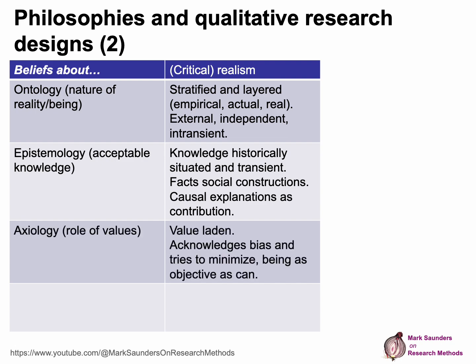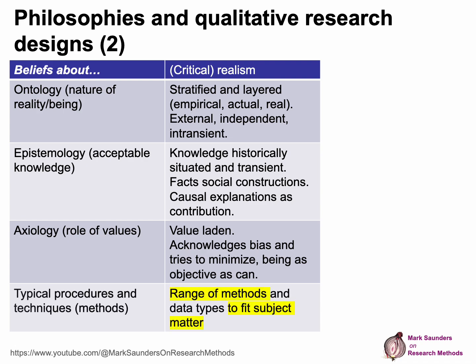The role of values is that, based on the fact that critical realists believe that research is value laden, but, and this is crucial, the bias is acknowledged and researchers try to minimise this within critical realism and try to be as objective as they can. And the sorts of data that are used comprise a range of methods in terms of data collection and analysis, and it's undertaken to fit the subject matter. So this means it can be quantitative data, or it can be qualitative data, or sometimes it can be both quantitative and qualitative data, in effect, multi-methods.